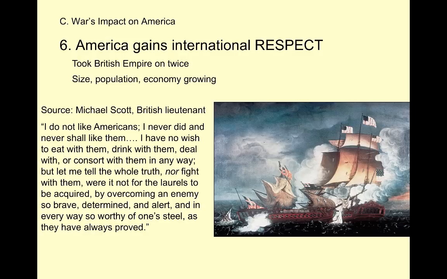He's fought us twice. But let me tell the whole truth, nor fight with them, Americans, were it not for the laurels to be acquired by overcoming an enemy so brave, determined, and alert, and in every way so worthy of one still, as the Americans have always proved. And so he doesn't like us, but we have gained his respect. And so that's what I'm trying to talk about here with this slide. It's the last consequence of the war.